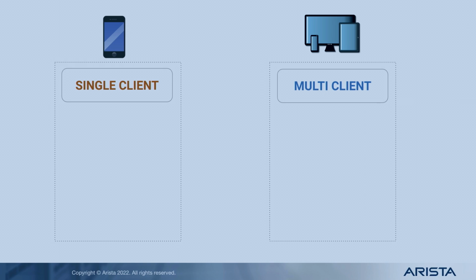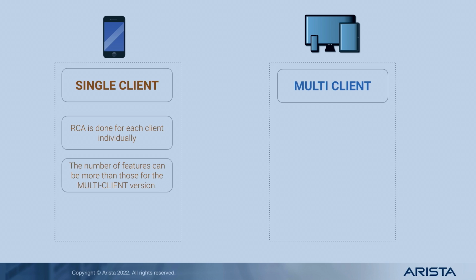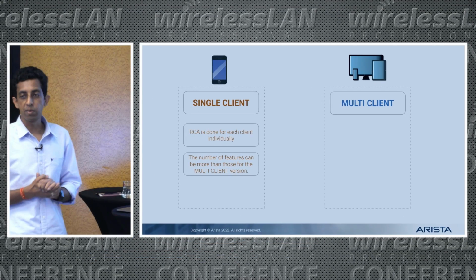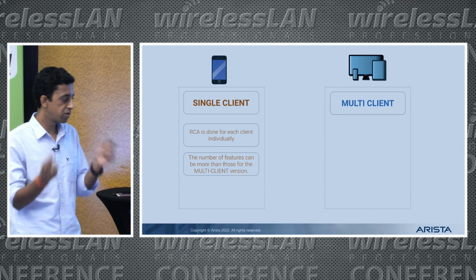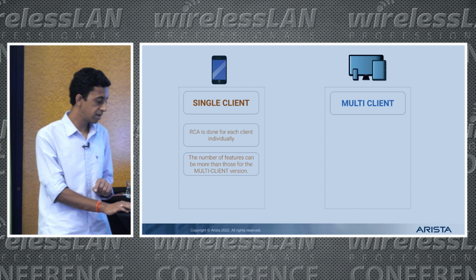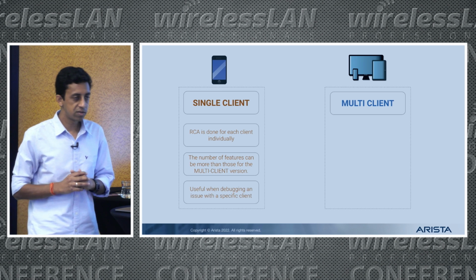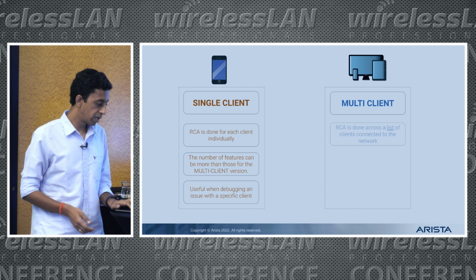So in case of Wi-Fi, you can have 2 types. One is where you're trying to troubleshoot a specific client, right? Like someone called and I want to see what's going on. So this is done for a specific client. And the number of features that you can evolve here, the parameters that you can capture for a client, can be a lot more because you're dealing with a specific client. And it's basically useful for debugging a client.